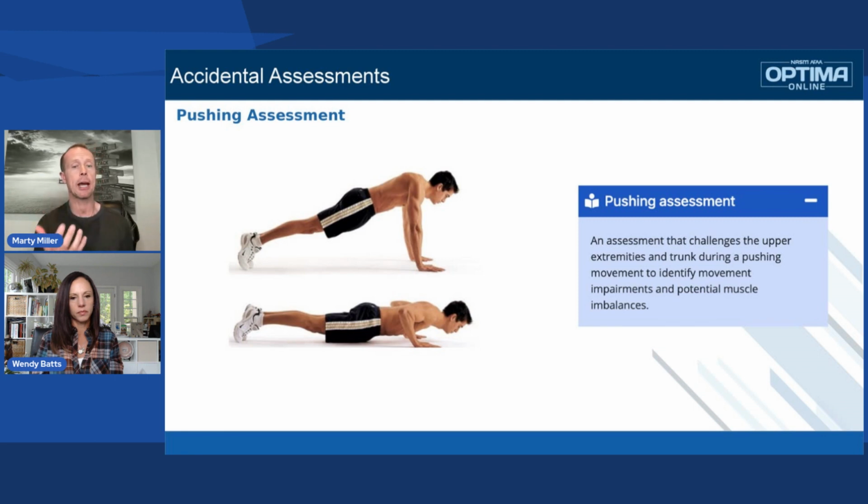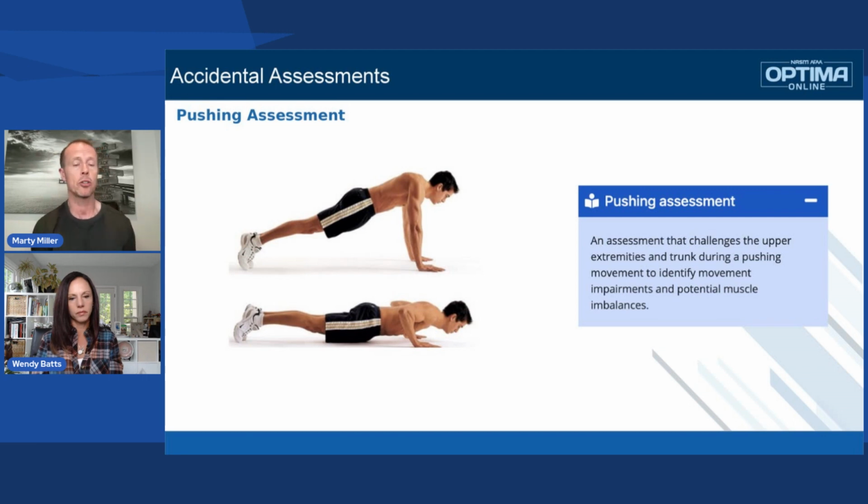You're going to see what happens at the scapulas. Do they wing? Do they arch their low back? Can they keep their body in that triple extension by having their quads tight and not bending at the knees? You're also going to see what their upper body strength is. So there's so much that can go on just by doing any type of pushing assessment.